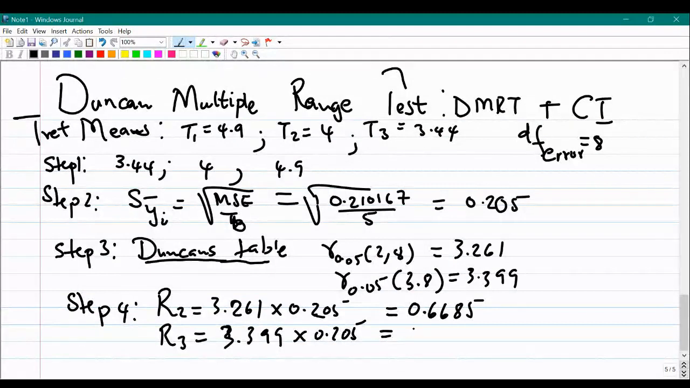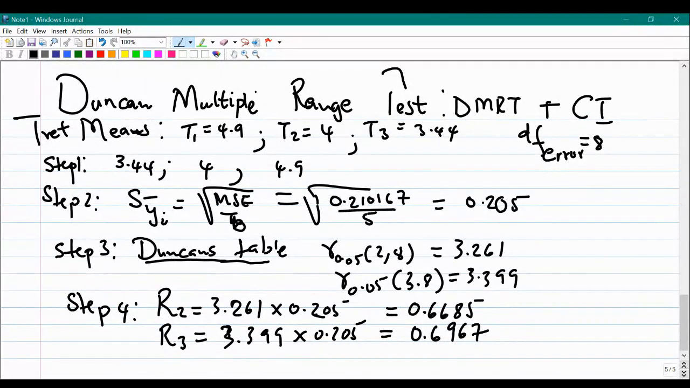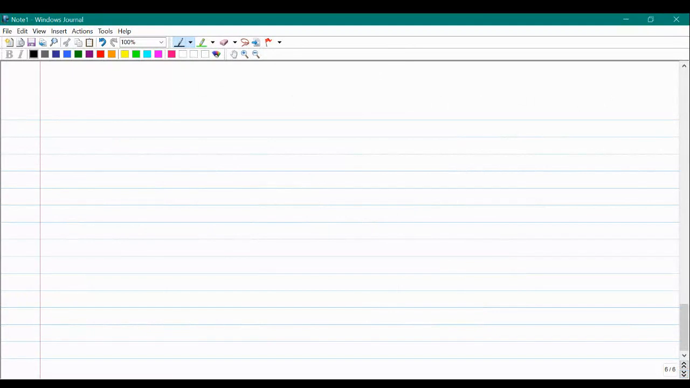The second one is 0.6967. Thank you. So now we're left with the last step, isn't it? The comparison. Compare the means. That's where, during the test, I noticed that when coming to this, it was difficult for you guys to explain how you compare the means using that Duncan multiple range test.